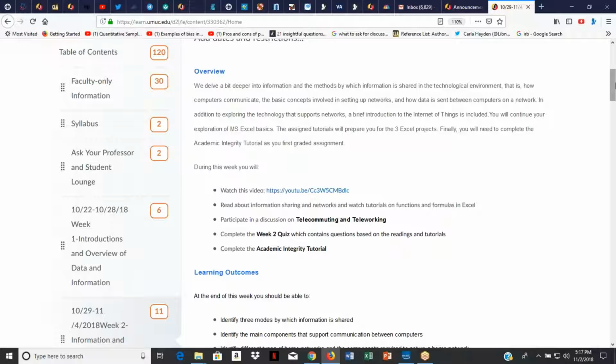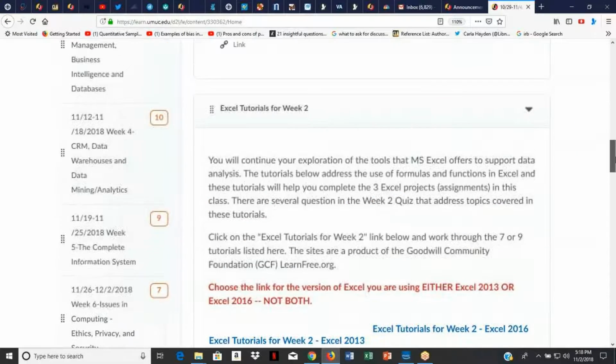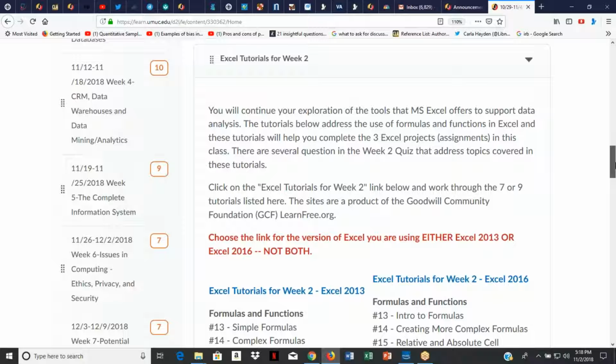The big thing that I think a lot of people will be concentrating on this week is the discussion area. And let me take you there. You can go down. And don't forget to do the Excel tutorials for week 2. Even though you don't have anything to hand in for the Excel, start practicing on what they've shown you. And especially look at the quiz questions, because that will also prepare you for your first project for the Excel.